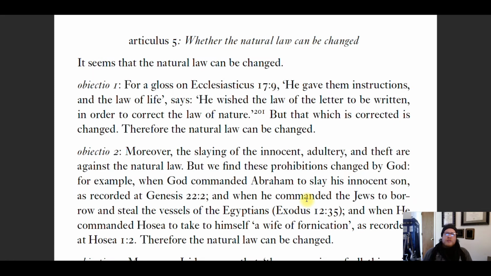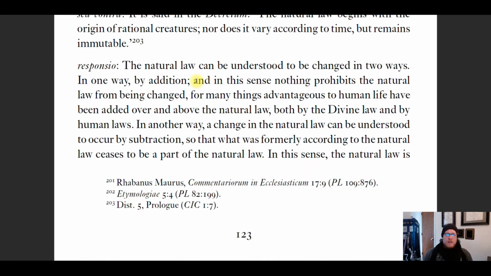Then Article 5, can the natural law be changed? Now he says, nothing prohibits the natural law from being changed, for many things advantageous to human life have been added over and above the natural law, both by divine law and human laws. Like, you can add to it specifics. If you have prohibitions against murder, you know that murder is wrong according to natural law. Using your reason, you can understand the end of human beings is to live. We can have particular human laws that prohibit murder in specific circumstances, adding to the specifics. This is murder that you did here, and that's wrong because we already know that from a natural law principle.